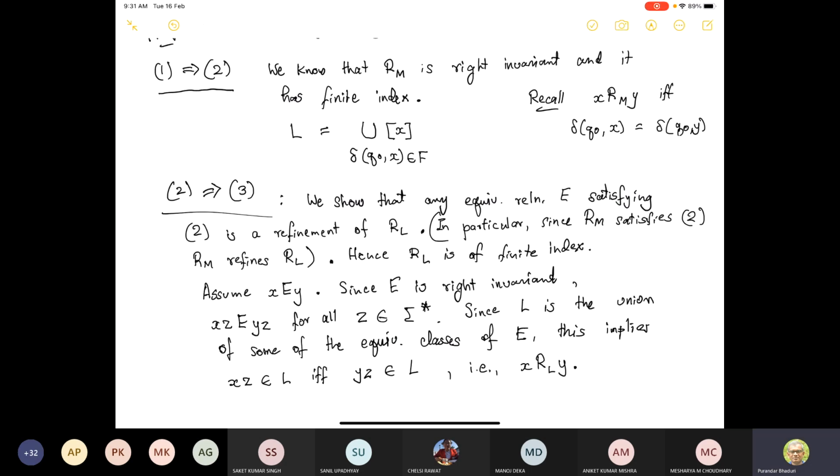So there are quite a few things that you need to keep in mind. Of course, the definition of R_L, and what right invariance means. And once you've mastered those two concepts, then this is not difficult. Any comments or doubts or questions?